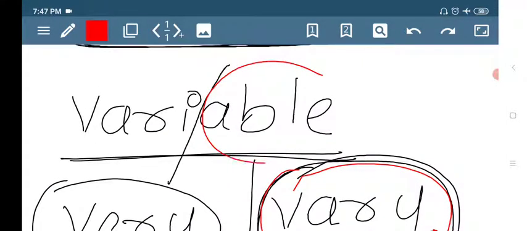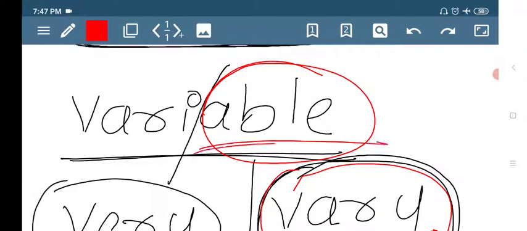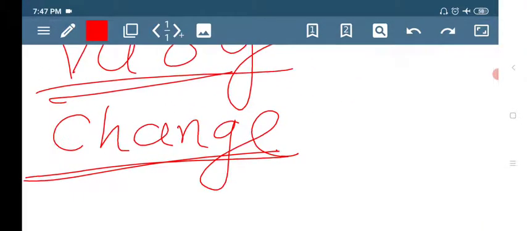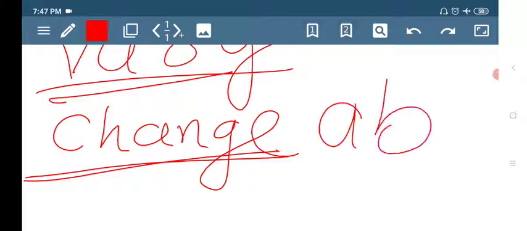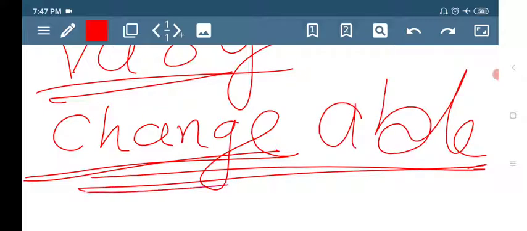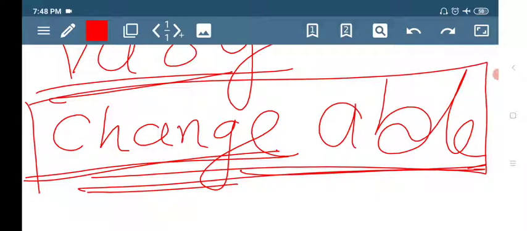That is called vary. Able. What is the meaning of able? Capable. Can do it, right? He has the ability to do it. Able, ability. He is able to lift the weight of 10 kgs. That is able, right? Can be done. So, the overall meaning of variable is changeable. Can be changed. Now let us understand with the help of an example.